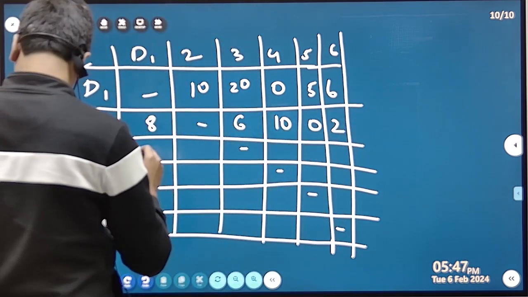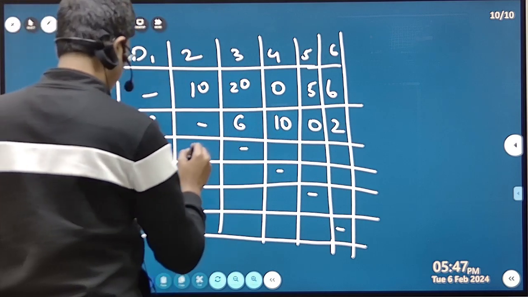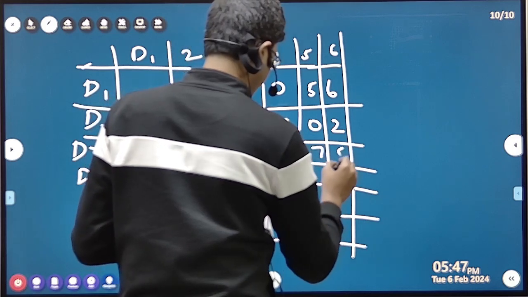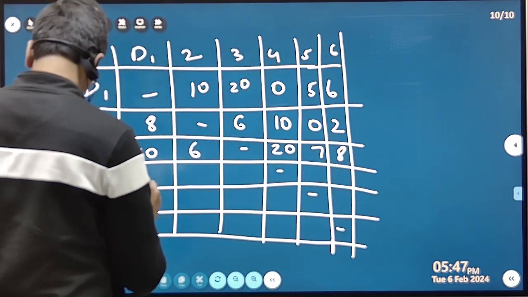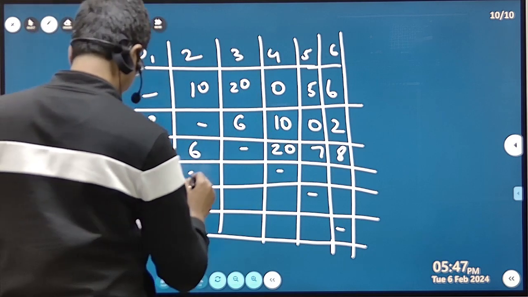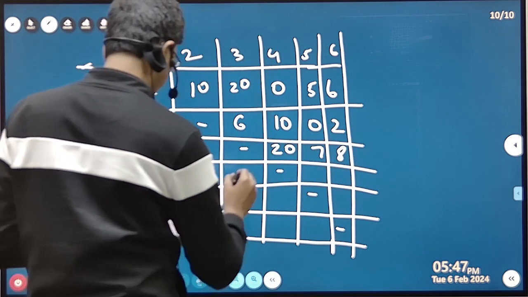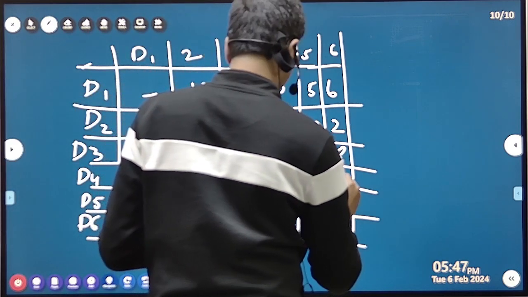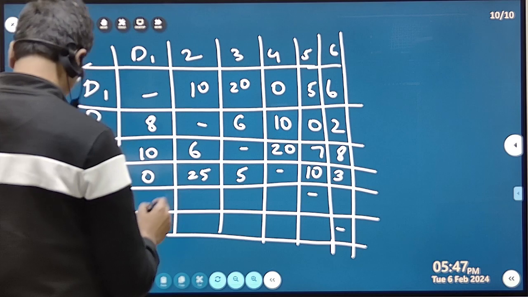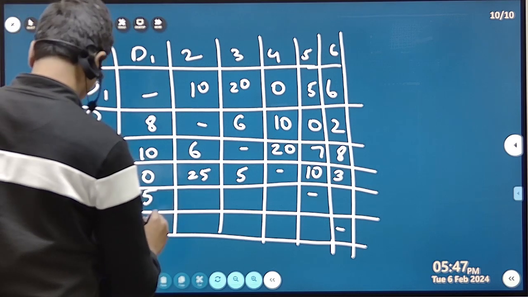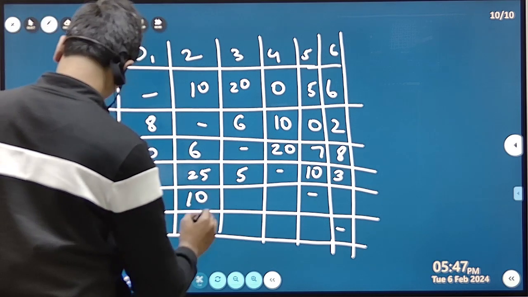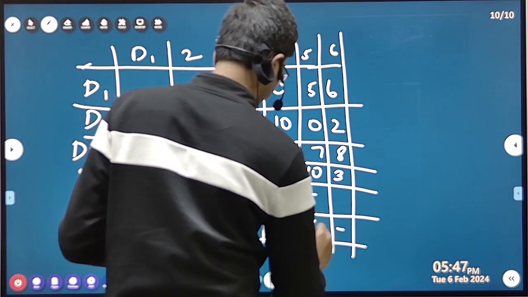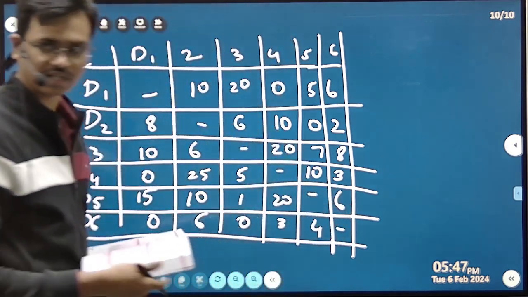Okay, 10, 6, 20, 7 and 8. 0, 25, 5, 10 and 3. 15, 6, 1, 0, 23 and 4, 6. This is the data given.